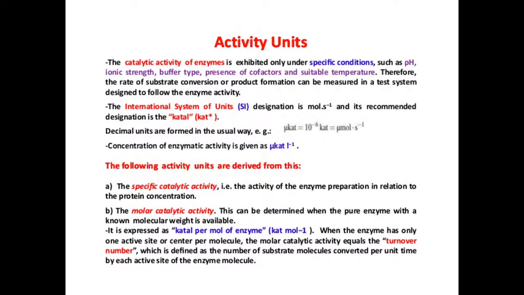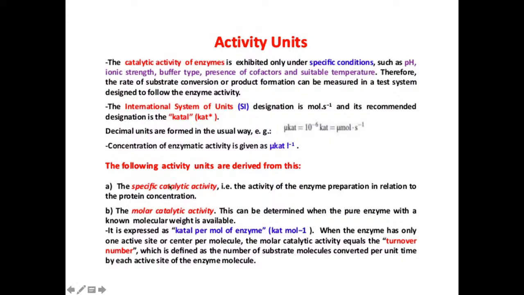Basically, for the activity, if we see the International System of Units, your enzyme unit would be the katal. It is designated as kat. In decimal form, a microkatal means 10 to the minus 6 katal, which is equivalent to micromole per second. We can also express the concentration of enzyme activity as microkatal per liter.